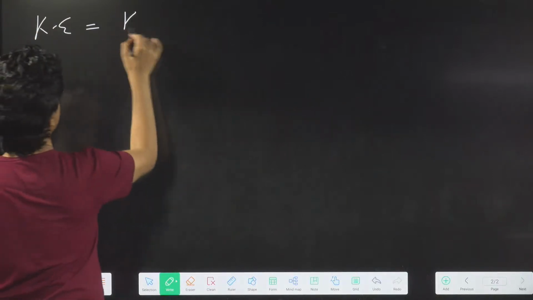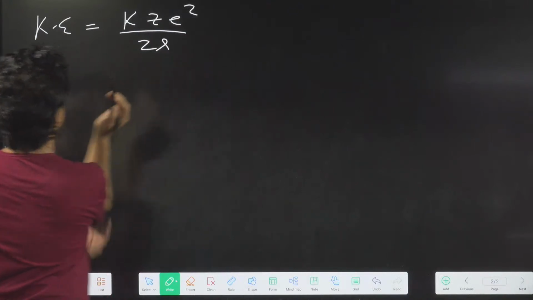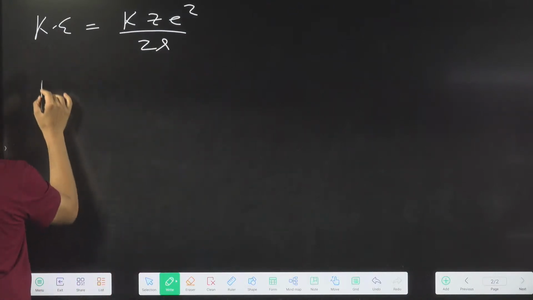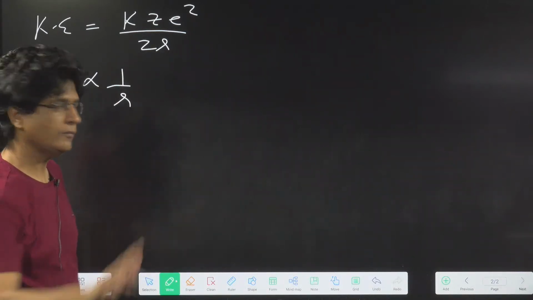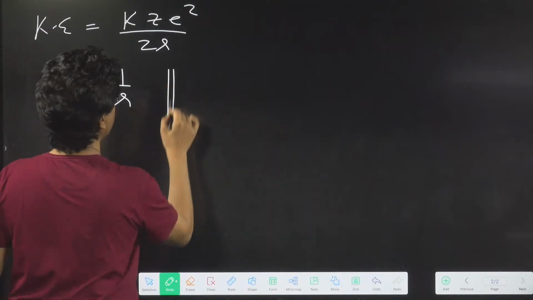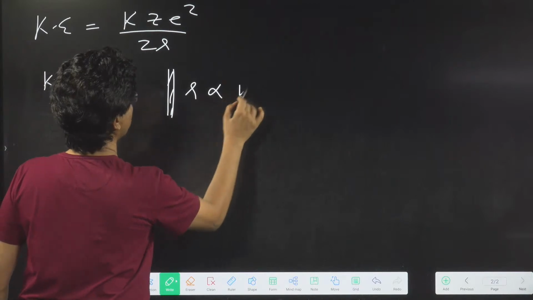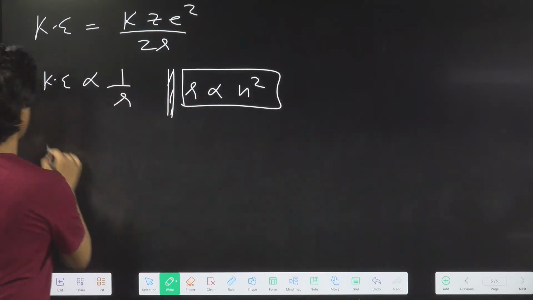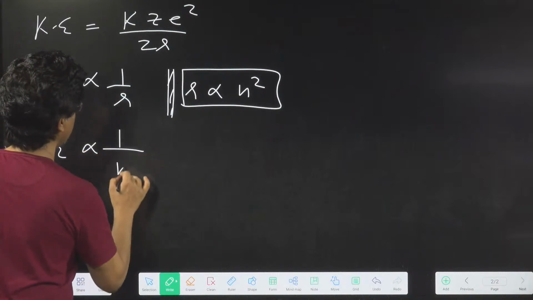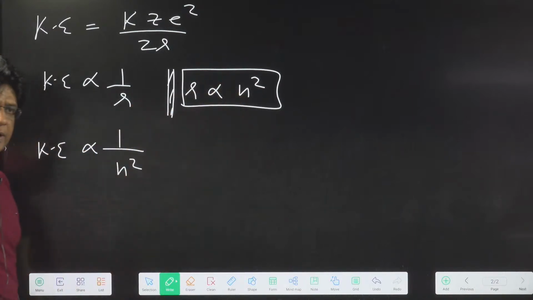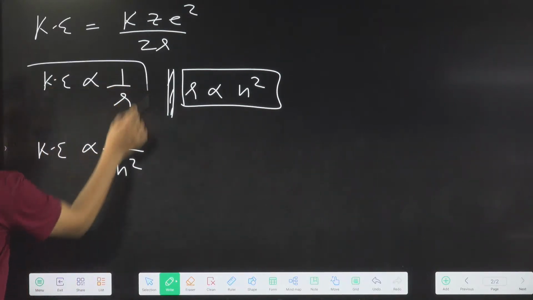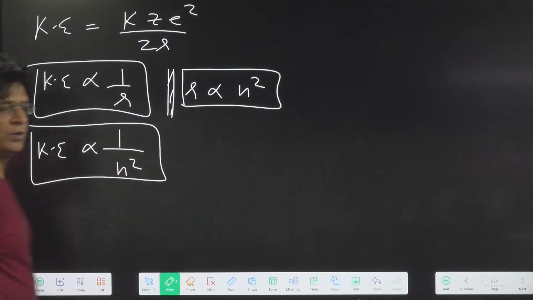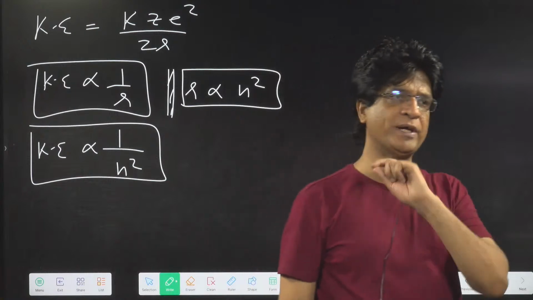First of all, kinetic energy is equal to K Z square upon 2R. Can I say that kinetic energy is proportional to 1 by R? Since I know that R is proportional to N square, can I say kinetic energy is proportional to 1 upon N square? In place of R, put N square. Also, they will be straight lines. Y proportional to X will always give a straight line.